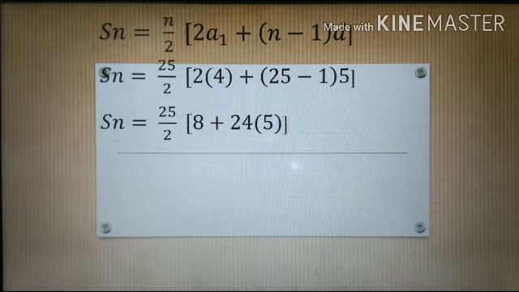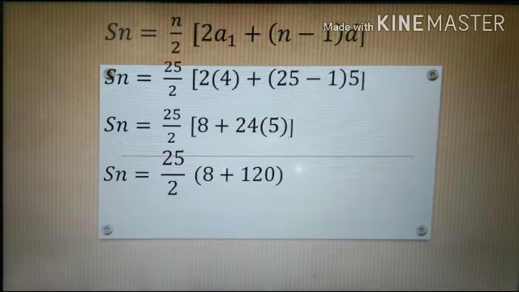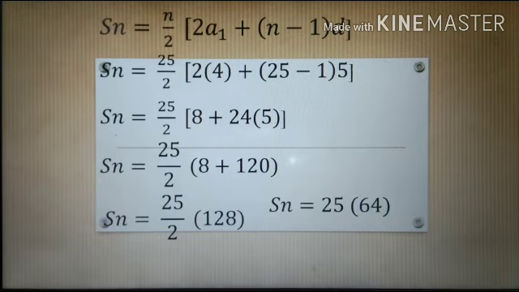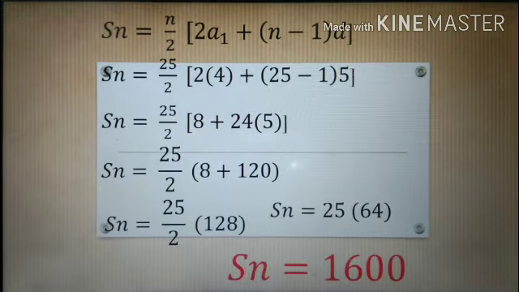So 25 over 2 times the quantity of 8 plus 120 is equal to 25 over 2 times 128, or equivalent to 25 times 64, and 25 times 64 is equal to 1,600. Therefore, the sum of the first 25 terms of the arithmetic sequence 4, 9, 14, 19, 24, and so on is equal to 1,600.